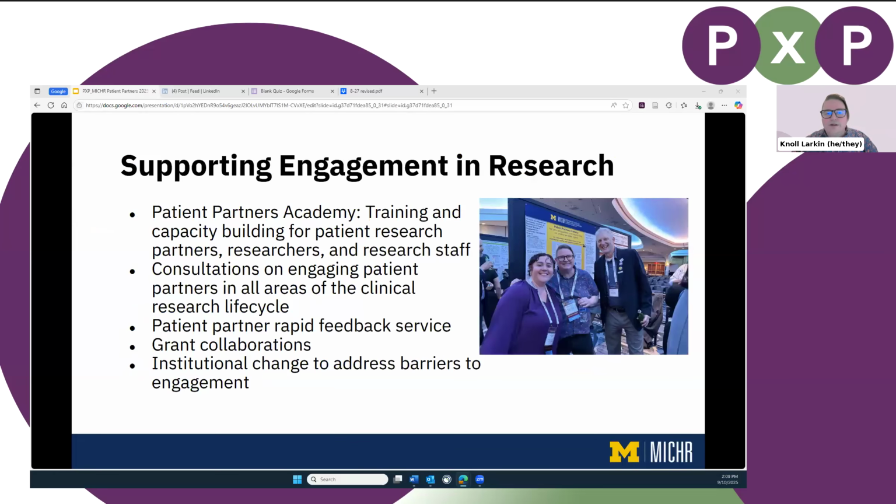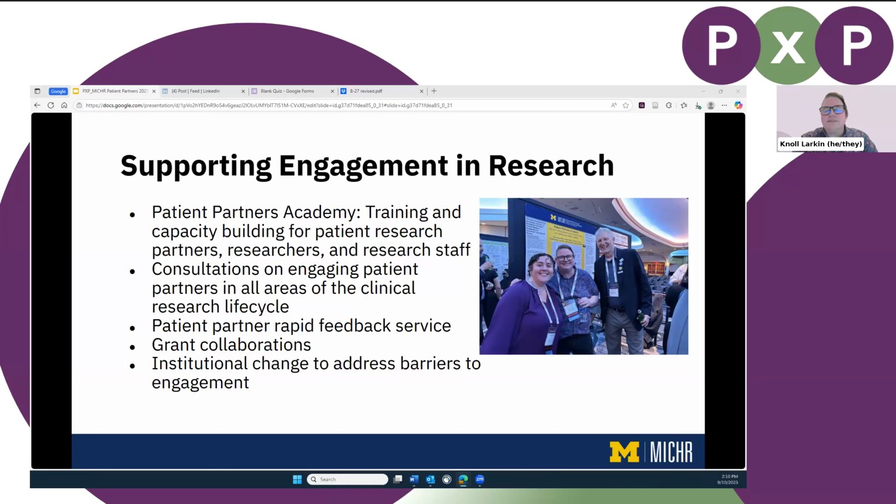So what we came up with in our program to support engagement in research are a couple different components. One is called the Patient Partners Academy. This is a training and capacity building, or bridging, as I'm now learning from BC, I love that language, helping people work better on collaborative teams. We've been offering consultations, so personalized guidance to researchers, but also to patient partner groups as well. We are launching a rapid feedback service. This is going to provide quick input from patients, integrating patient voice early and efficiently.